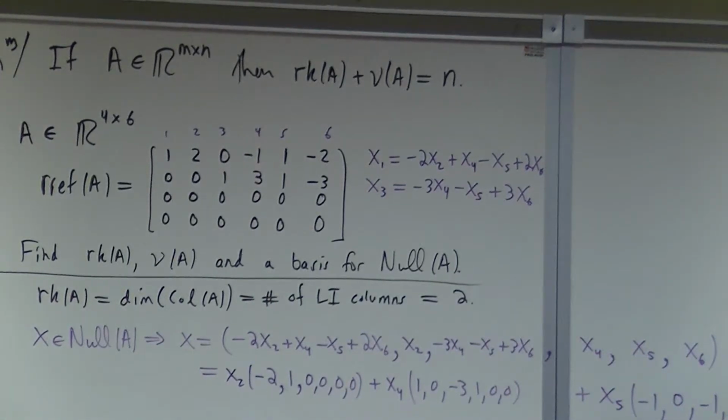And then x6. Let's see, first slot, I got 2 of them. Second slot, none of them. Third slot, 3. Fourth slot, there's x4, there's no x6 there, that's 0. x5 is 0, x6 is 1.